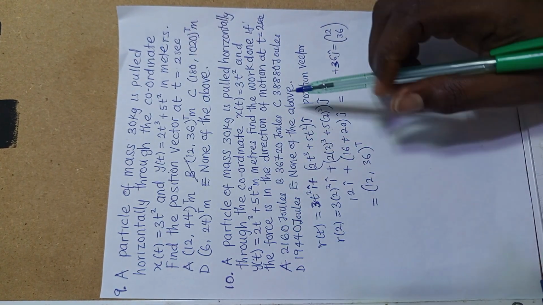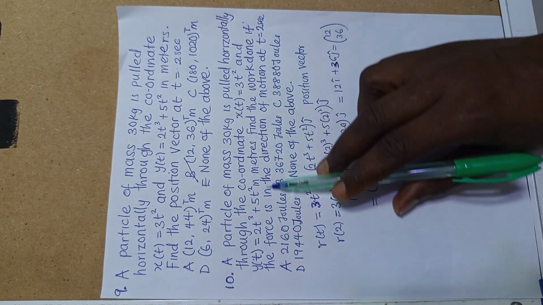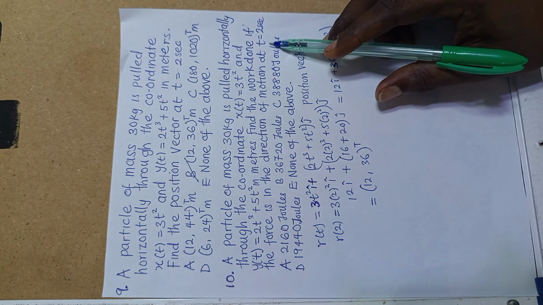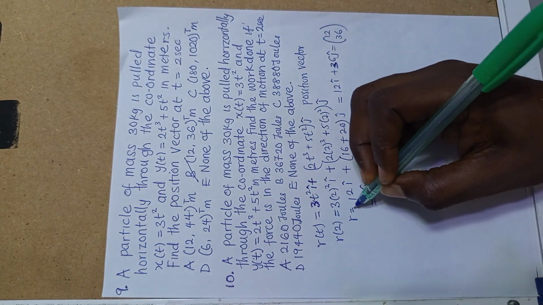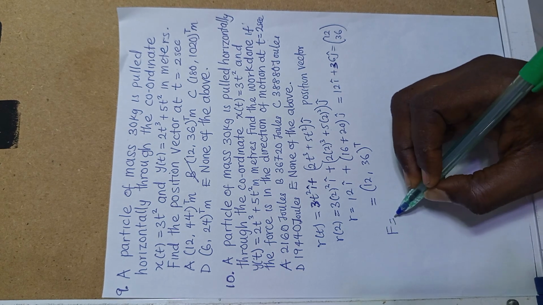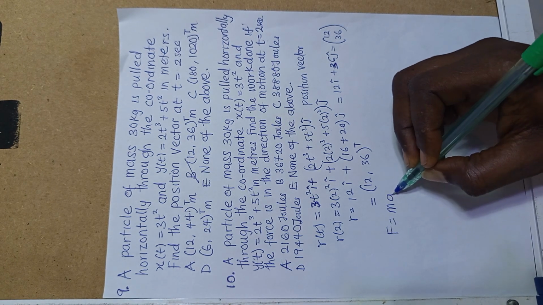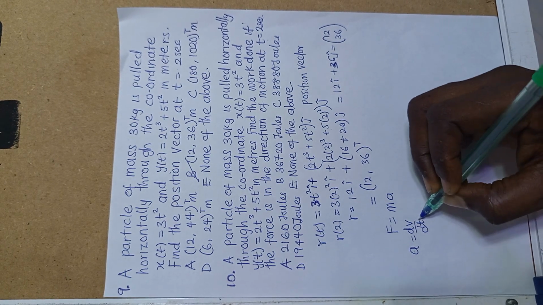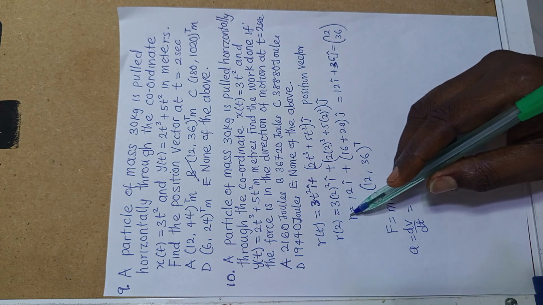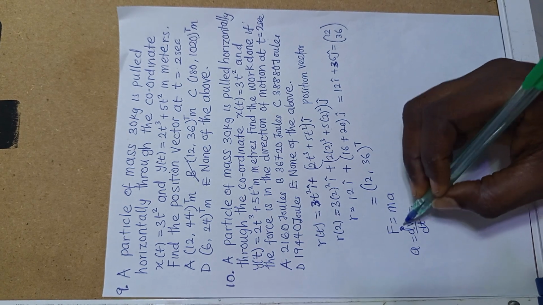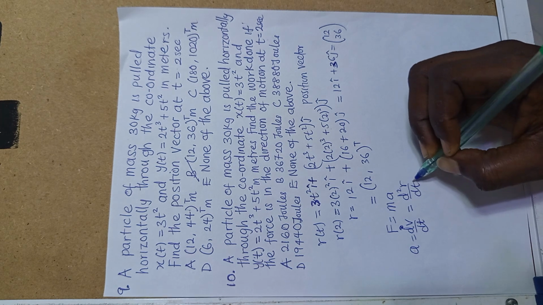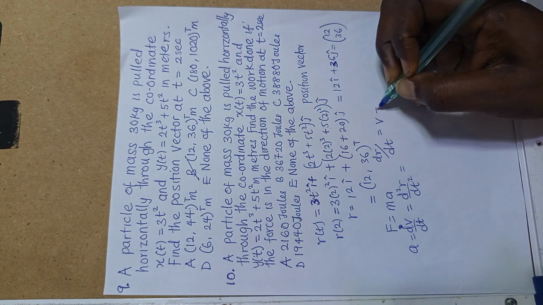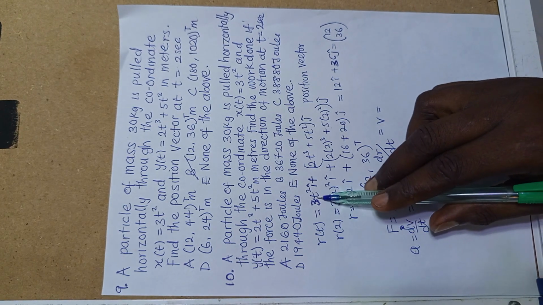But this one now, they want to find the work done if the force is in the direction of the motion at t equal to 2 seconds. To calculate the force, we already have our r. The force is mass times acceleration, so let us get our acceleration. Acceleration is dv over dt, which is the second derivative d squared r over dt squared. First we get dr over dt, which is velocity.